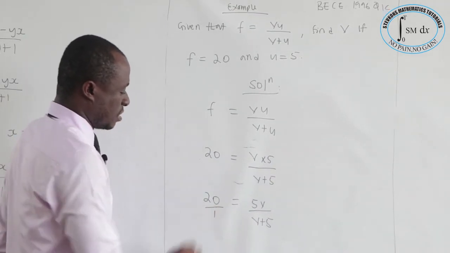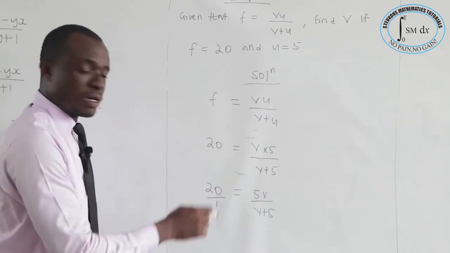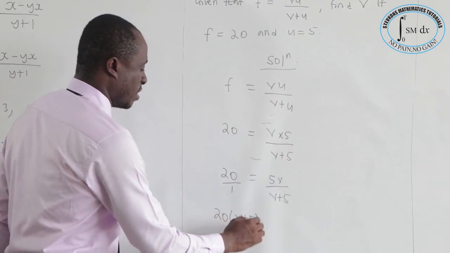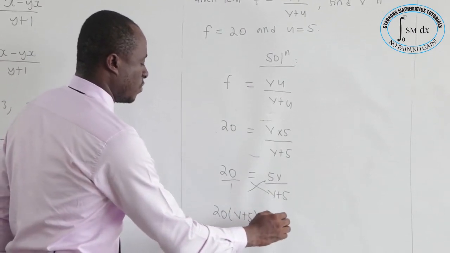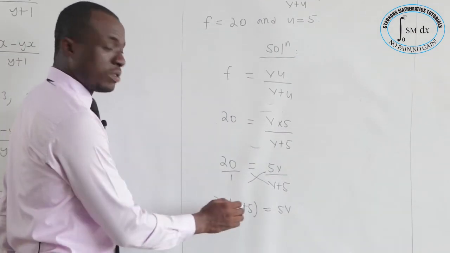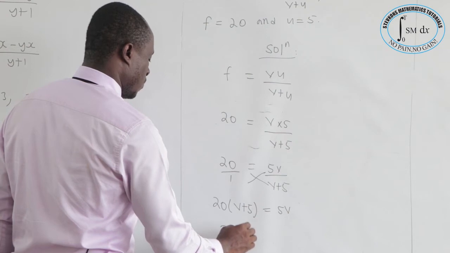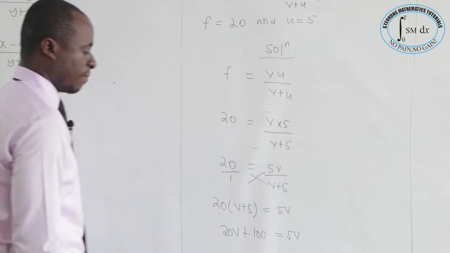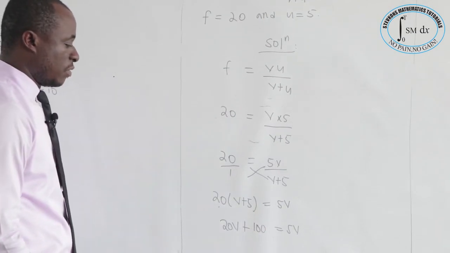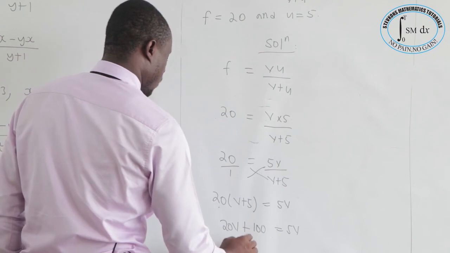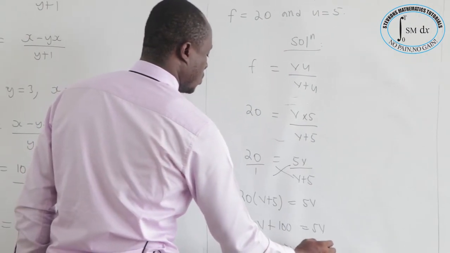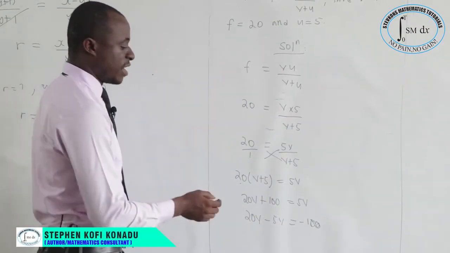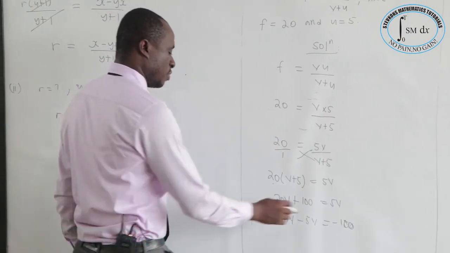Now, this 20 can be said to be over 1. So from here, what can we see? We can cross multiply. So 20 times V plus 5 equal to 5V. Now, what is 20 times V? This will give us 20V. What is 20 times 5? This is 100, equal to 5V. We want to find the value of V, so we group like terms. We have 20V minus 5V equal to negative 100. I moved the 100 to the right hand side and the 5V to the left hand side. Now what is 20 minus 5?